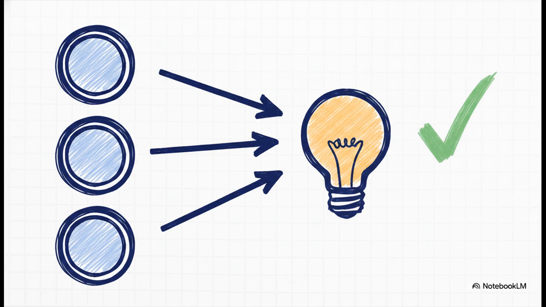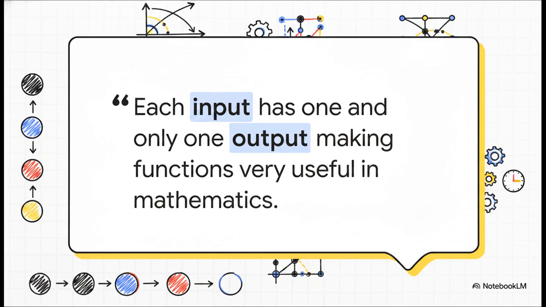Think about it. Multiple different buttons on a machine can do the exact same thing, as long as one single button doesn't unpredictably do two different things at the same time. And that rock-solid predictability is exactly why we care so much about this. As our source material highlights, each input has one and only one output, making functions very useful in mathematics. If you put a number into an algebraic equation, you need to know exactly what is going to pop out the other side. Functions are literally the ultimate reliable tools that make higher-level math, physics, and computer science possible.